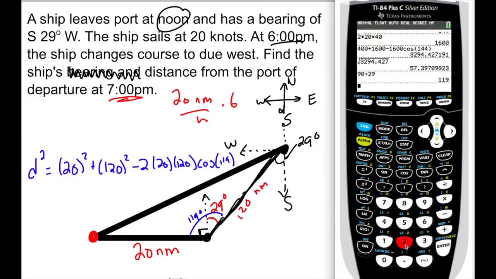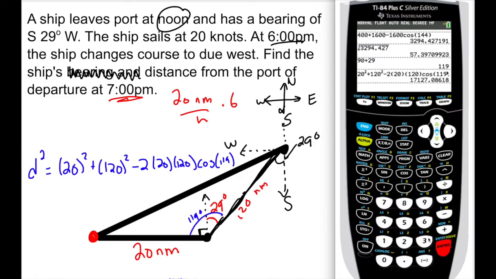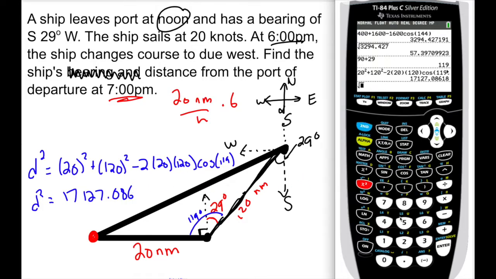Okay, so I'm doing 20 squared plus 120 squared. So the difficult part with this is basically setting up the triangle. Once you set up the triangle, I've got a strong amount of faith that we're going to really kill it with the law of cosines. Cosine of 119 degrees. Giving me that the distance squared is equal to 17,127.086. And then I'm going to take the square root of just that.